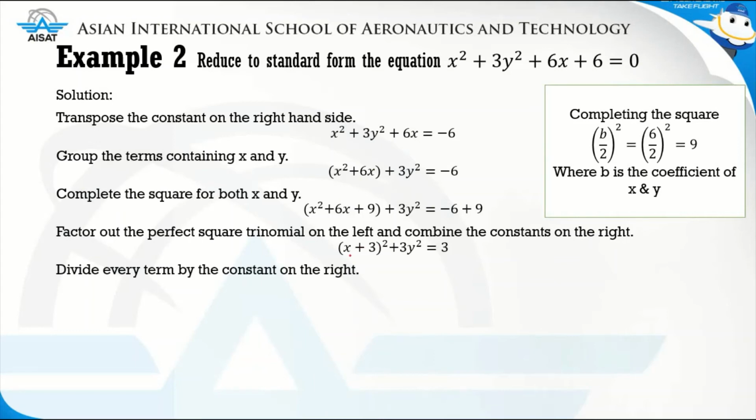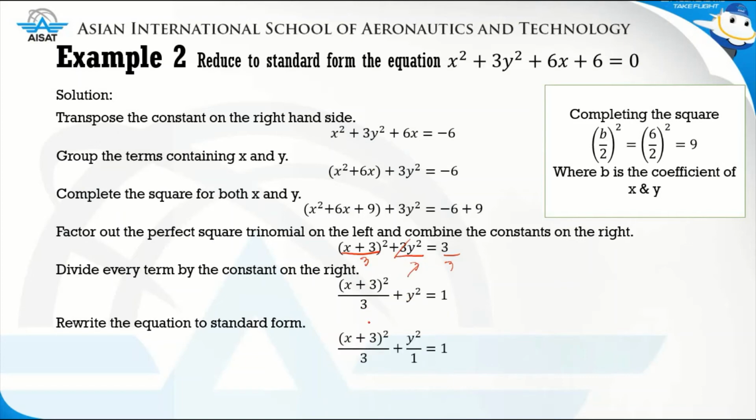So we have to divide everything by 3. So dividing everything by 3, we'll have (x plus 3) quantity squared over 3 plus y squared is equal to 1. And the last and final step is to rewrite the equation to standard form. So if your term doesn't have a coefficient on the left, just simply put 1 on its denominator. So our standard form is (x plus 3) quantity squared over 3 plus y squared over 1 is equal to 1.